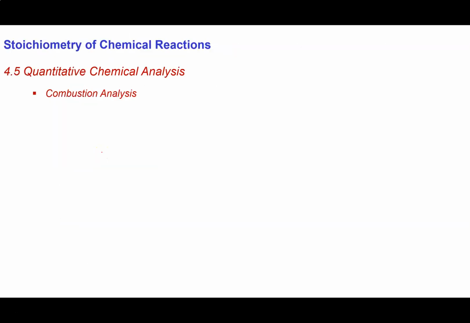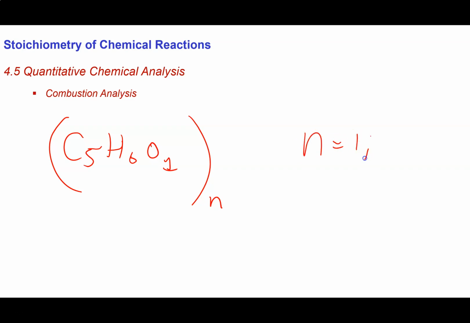So we were at C5H6O1. The molecular formula will be a whole number multiple of that. So n could be 1, 2, 3, etc.